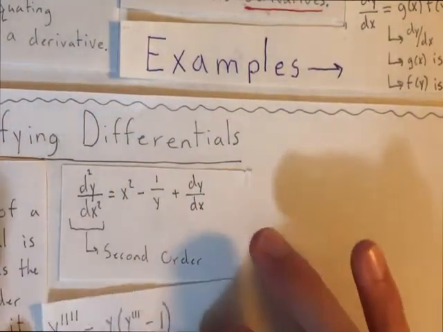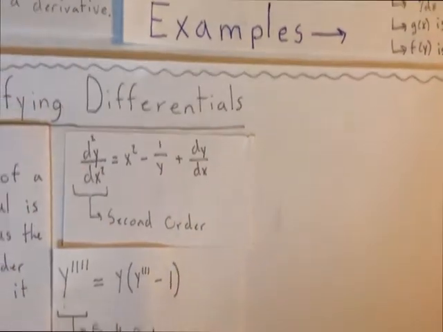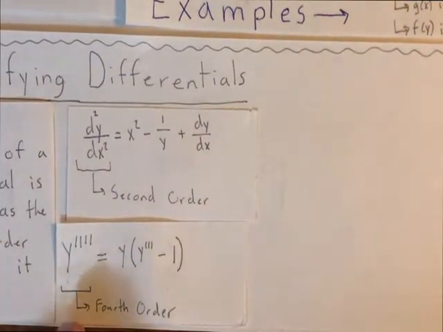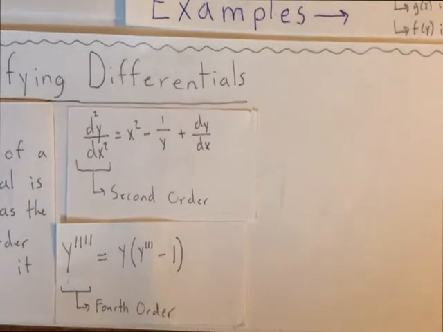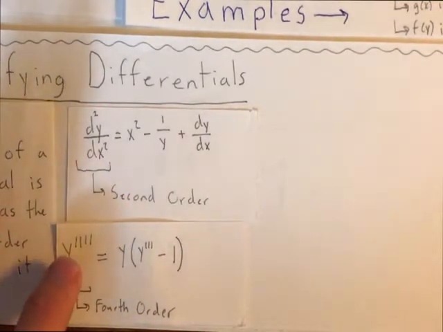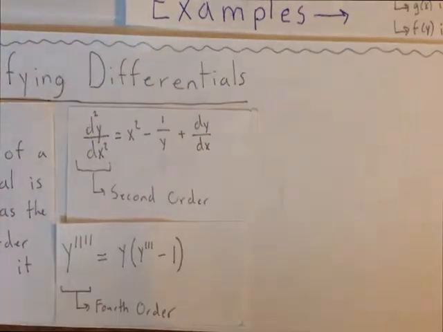And our next one, y prime prime prime prime, the fourth derivative of y, equals y times the third derivative of y minus 1. Again, this is our highest order derivative, so that is the order of our differential equation.